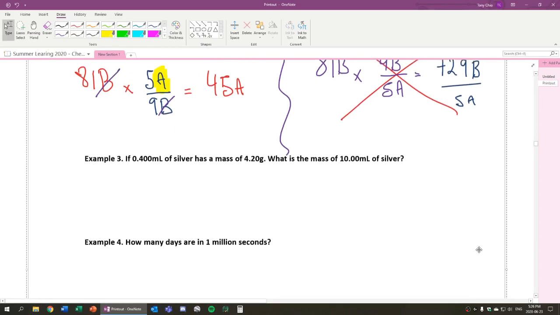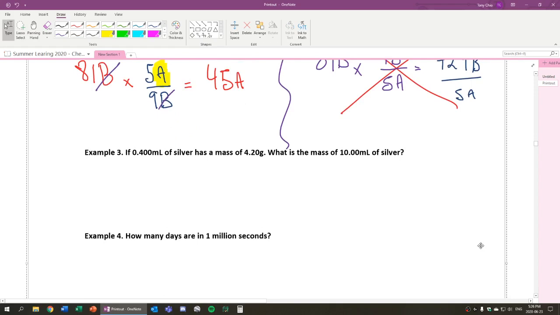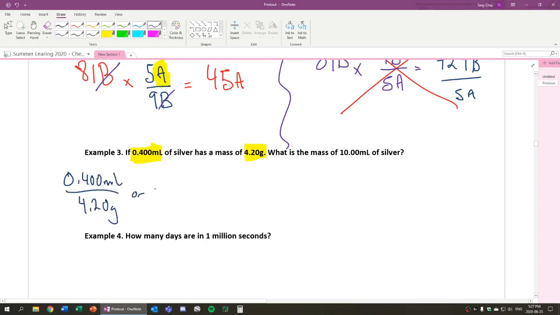Okay, let's try the next example. If 0.400 milliliters of silver has a mass of 4.20 grams, what is the mass of 10 milliliters of silver? So right here, we want to find our conversion factors. Two things are equal to each other. Which one is it? Well, if 0.4 milliliters of silver has a mass of 4.20 grams, these two are equal to each other. That is a conversion factor. So either you have 0.400 milliliters over 4.20 grams, or you have 4.20 grams over 0.400 milliliters.